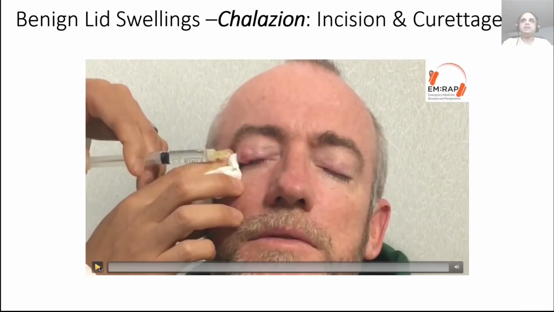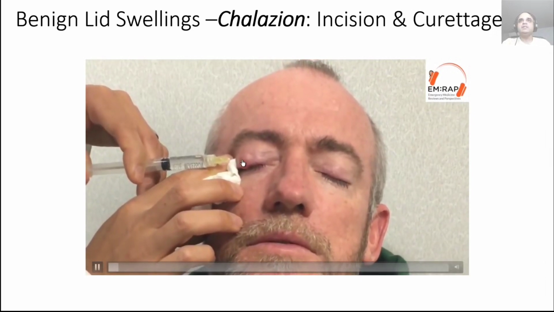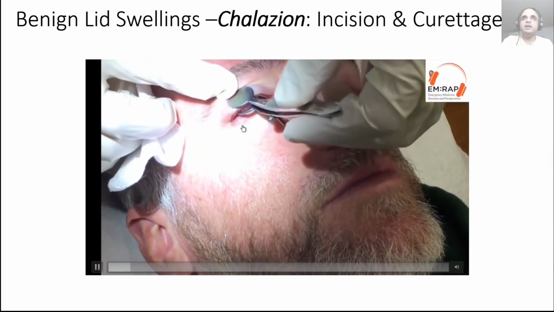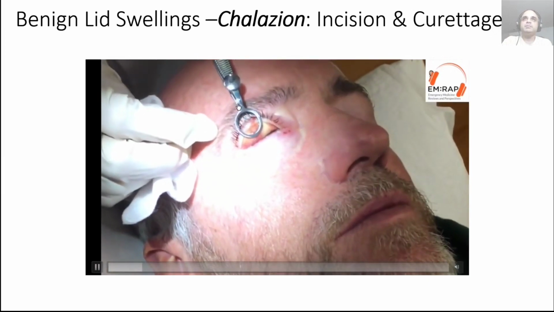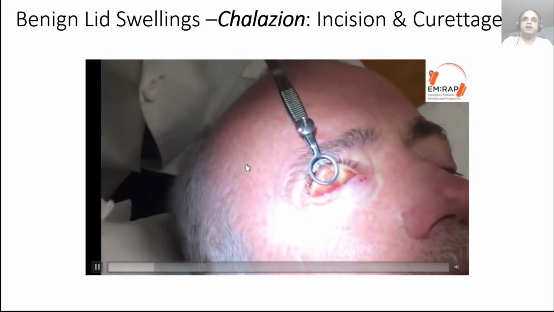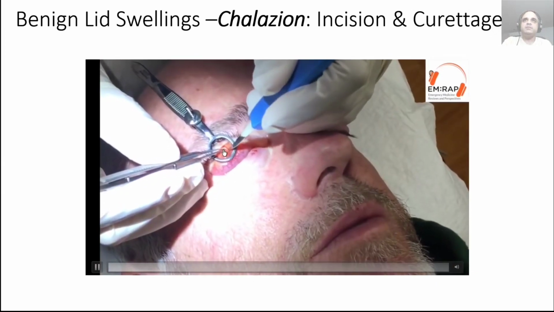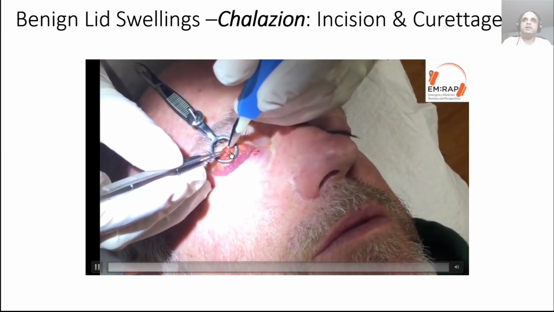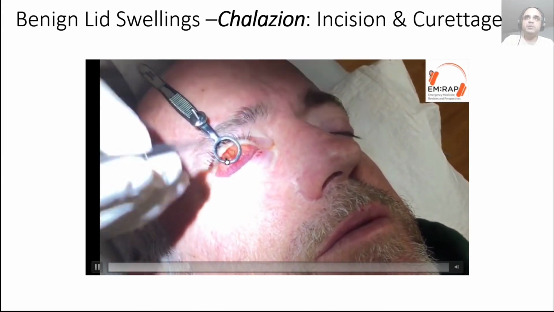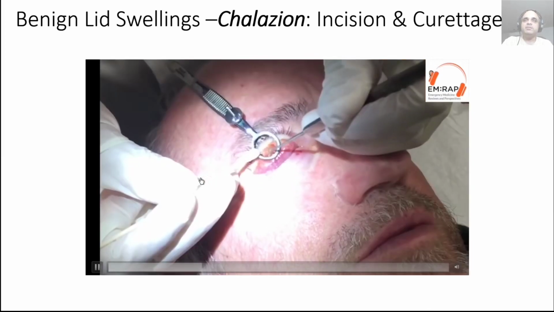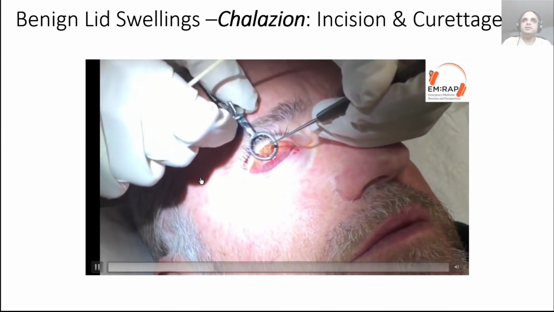So this is how an incision and curettage is done. We give a little bit of local anesthetic injection. We apply something called a chalazion clamp in the area of the chalazion, and we evert the lid, and we give a vertical incision into the meibomian gland where the swelling is, and we basically curette the secretions out.